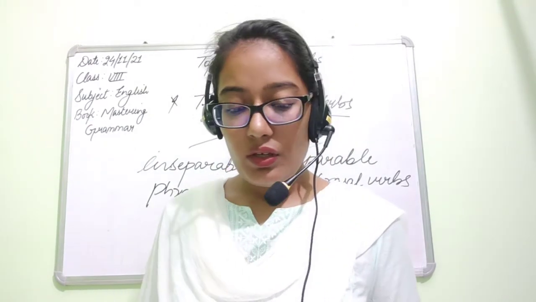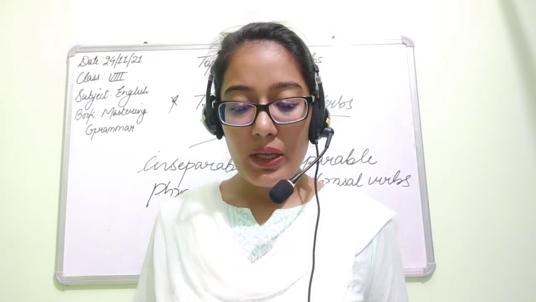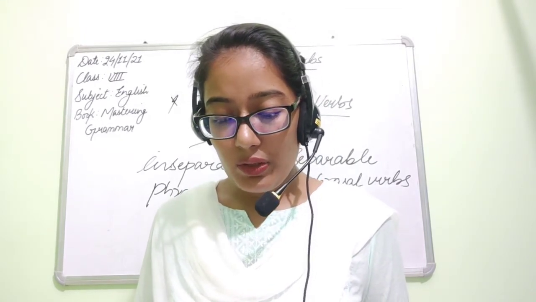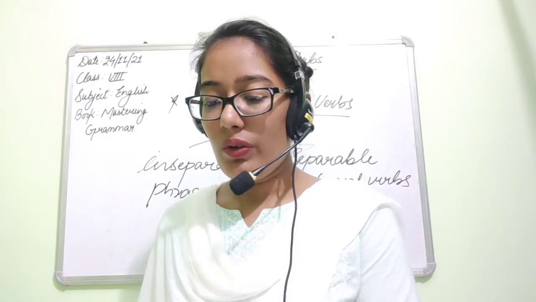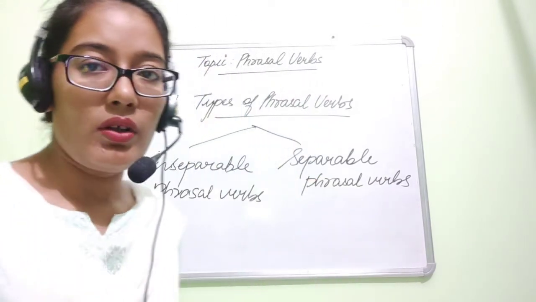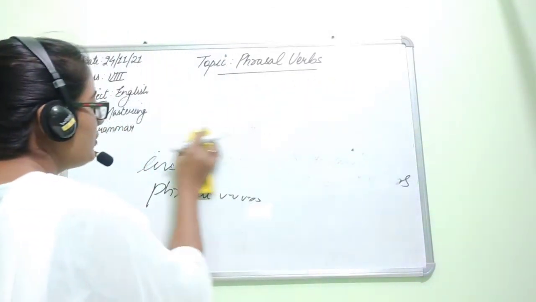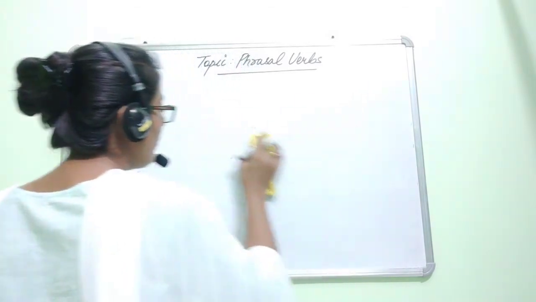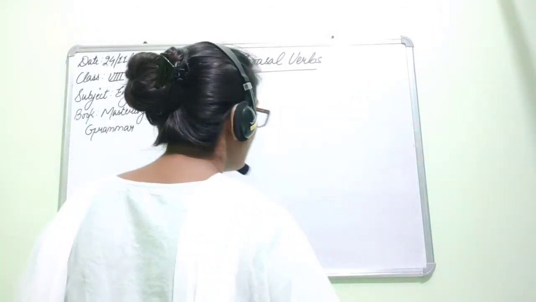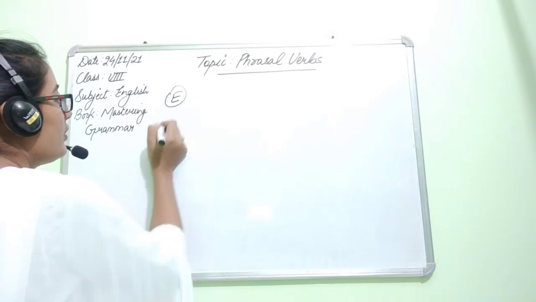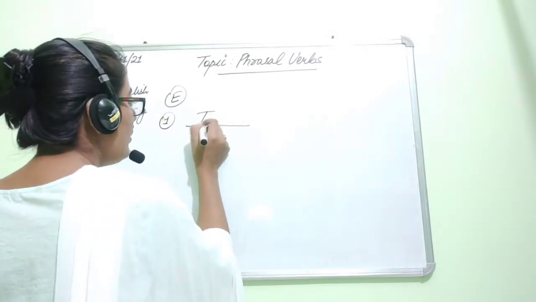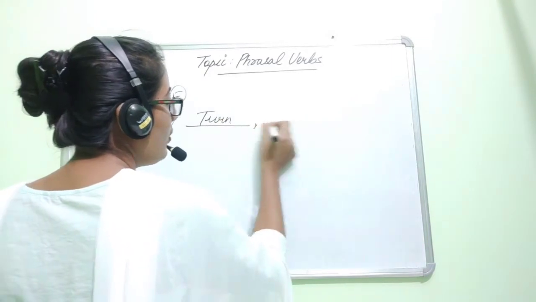Okay. Now the exercise E is given. Fill in the blanks with the separable phrasal verbs given below. Complete the sentence. Okay. Dash the radio dash. So the answer would be turn the radio on. A separable phrasal verb is being asked. So the answer to E part first would be: turn the radio on.